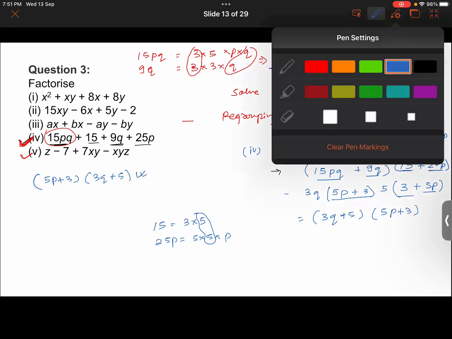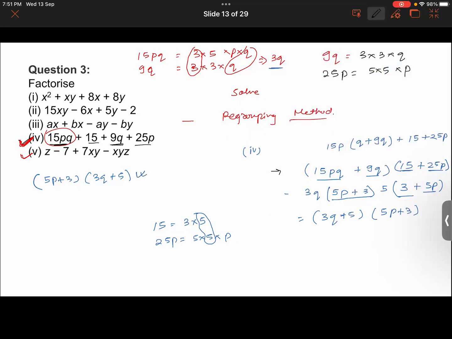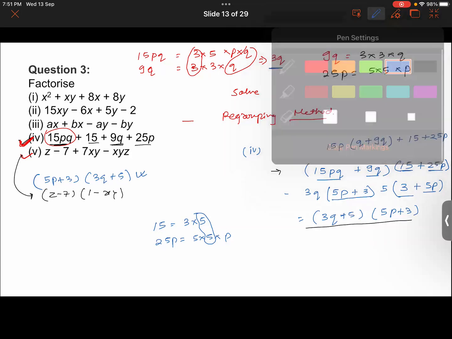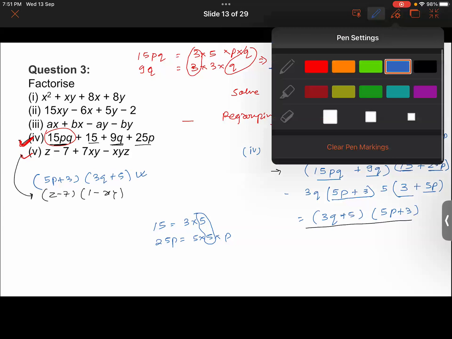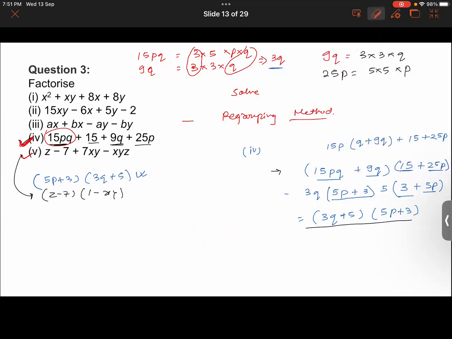Okay. So this is how. Sir, I want the answer to the fifth one. Okay, very good. What is the answer? So it's z minus 7 multiplied by 1 minus xy. Okay, let's solve that one as well. Did you guys get the answer of the first one? This is how you have to solve it. Let's move on to the fifth one.